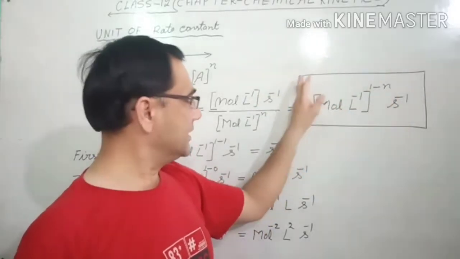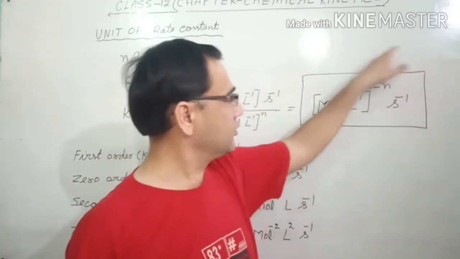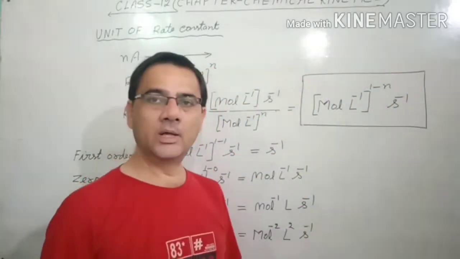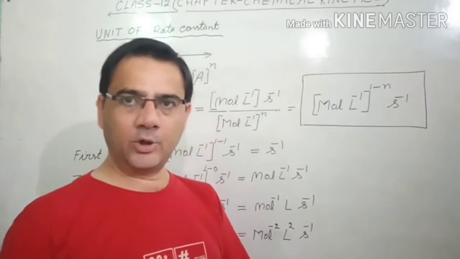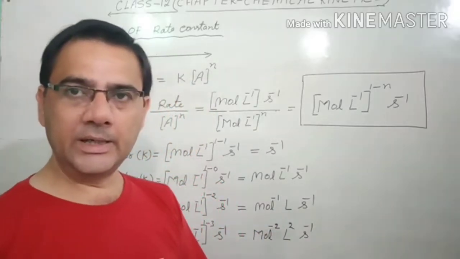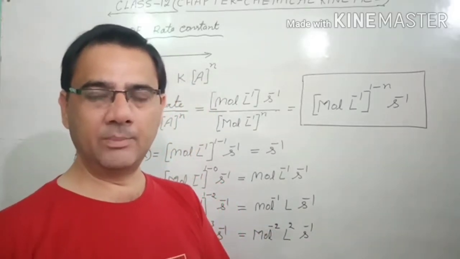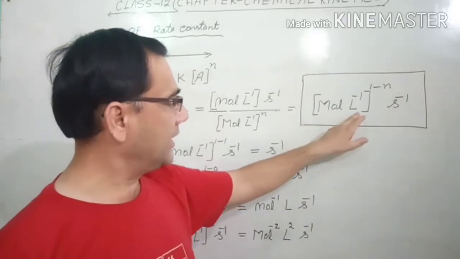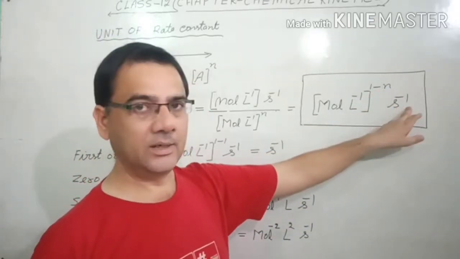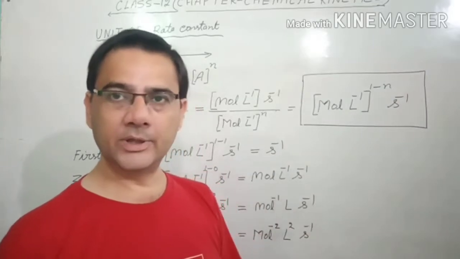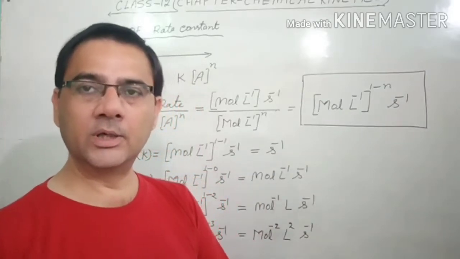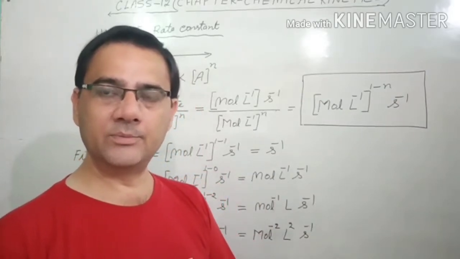Now this is a general expression to calculate or to find out the unit of rate constant for any type of reaction. That you remember and keep in mind: mole per liter to the power 1 minus n per second. n is called order of reaction. Now we will try to find out the unit of rate constant for the different types of reaction.